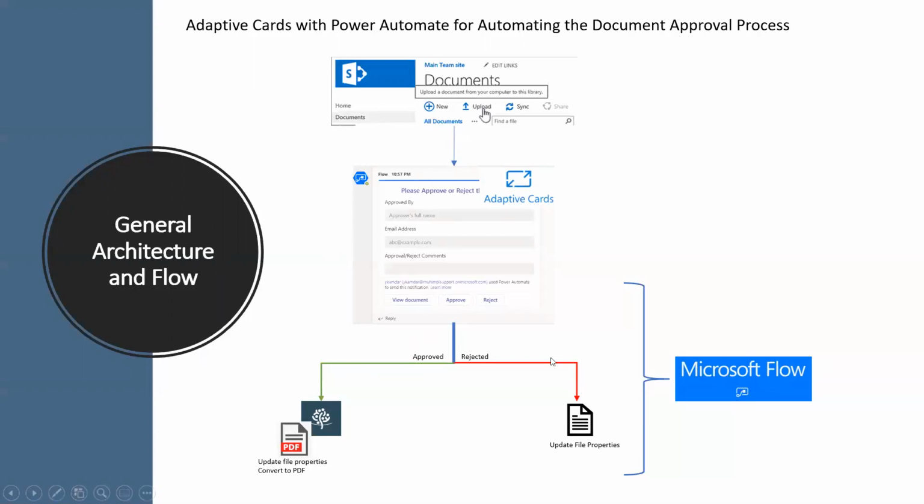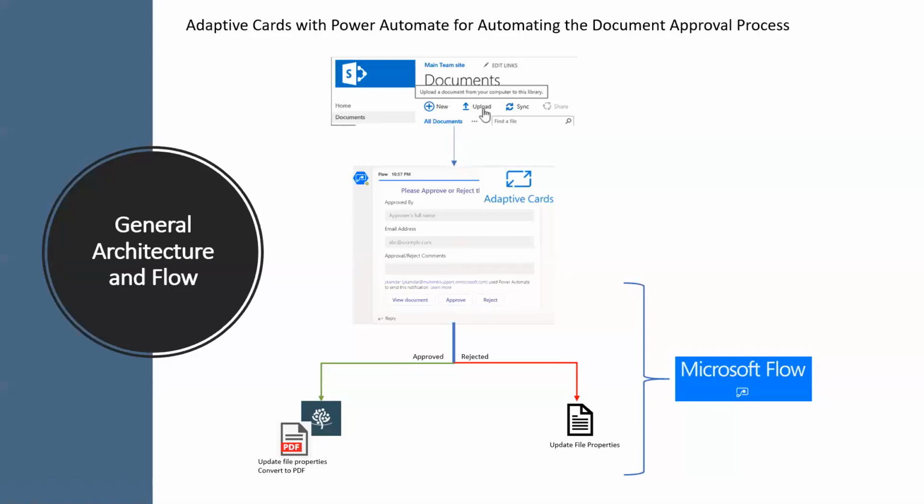Suppose the approver rejects the document for some reason. In that case, I'm just going to update the file properties again, the same thing: who rejected it and what the comments for rejection are, so that the end user can work on the document and upload it back to SharePoint. I think you have got the gist of what we are going to do.